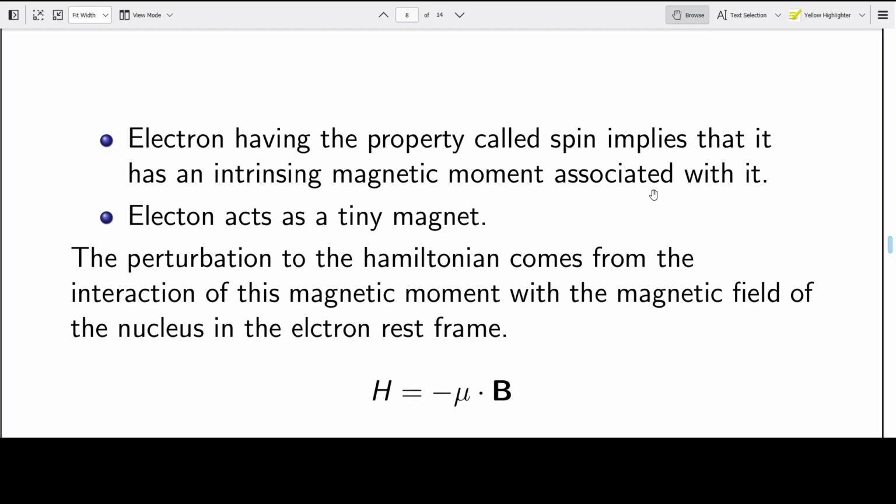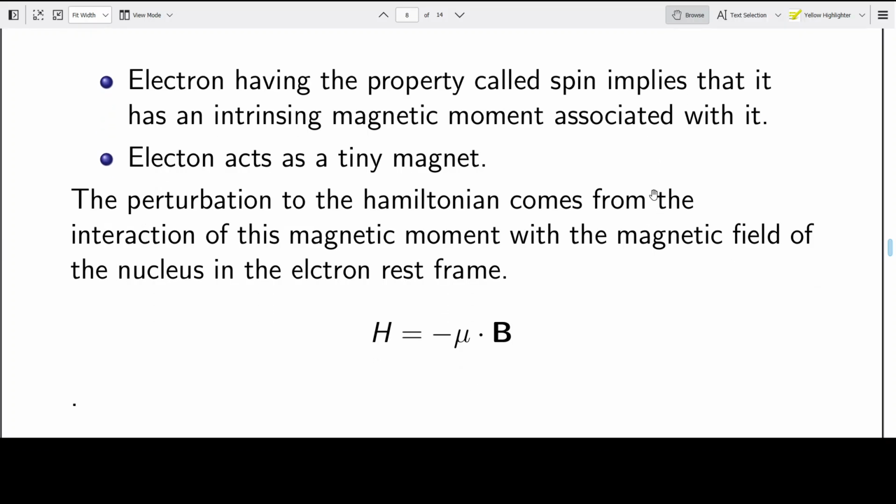Next, we come to the spin-orbit effect. Electron having the property called spin implies that it has an intrinsic magnetic moment associated with it. Electron acts as a tiny magnet, in other words. The perturbation to the Hamiltonian comes from the interaction of this magnetic moment with the magnetic field of the nucleus in the electron rest frame.